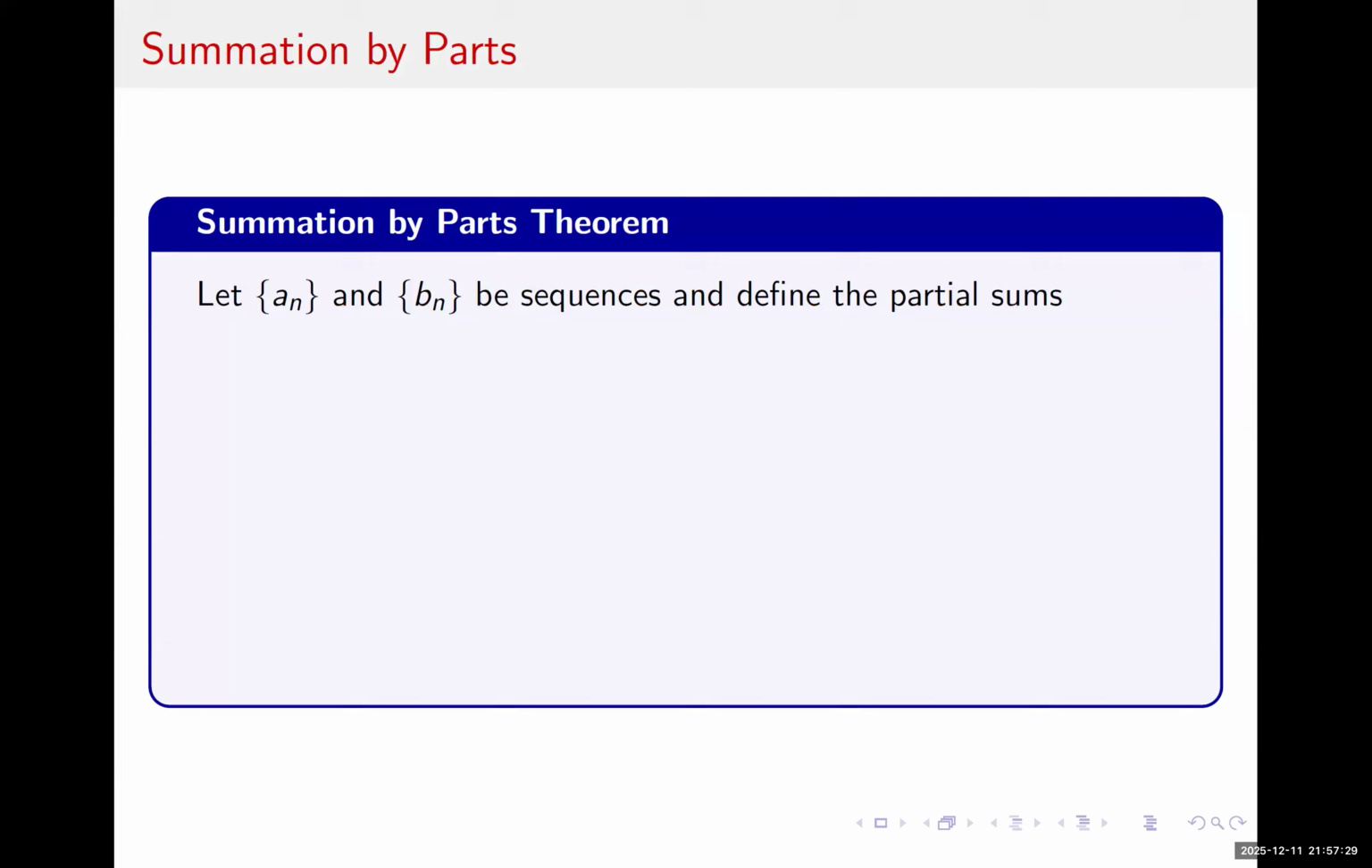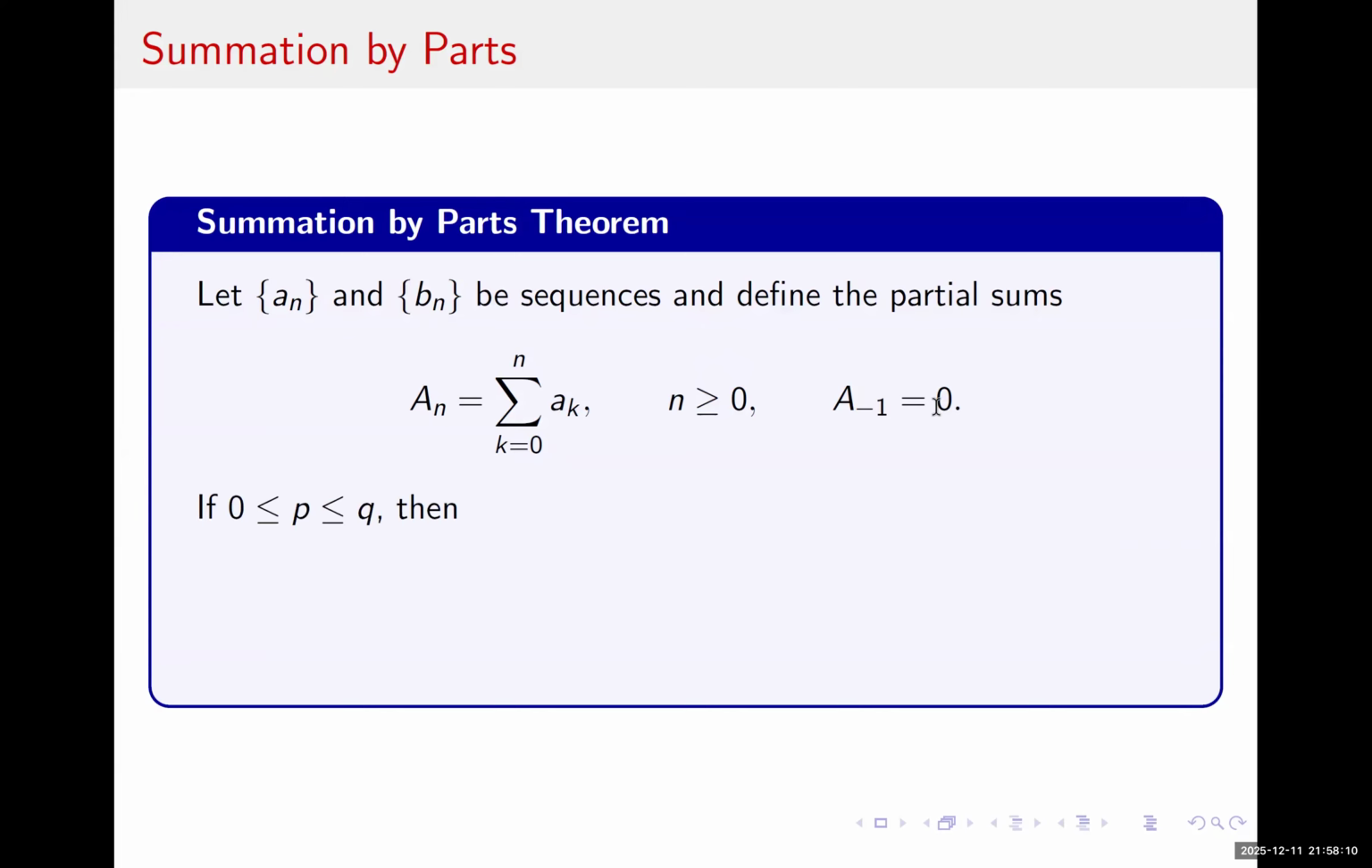So I'm going to be looking at this theorem. If we have two sequences, A_n and B_n, and we define the partial sum in this form for A_n, so capital A_n equals the sum from k equals 0 to n of a_k for n bigger or equal to 0, and A_{-1} is taken as 0. So again, we are given two sequences, a_n and b_n, and we define the partial sum of a_n in this way.